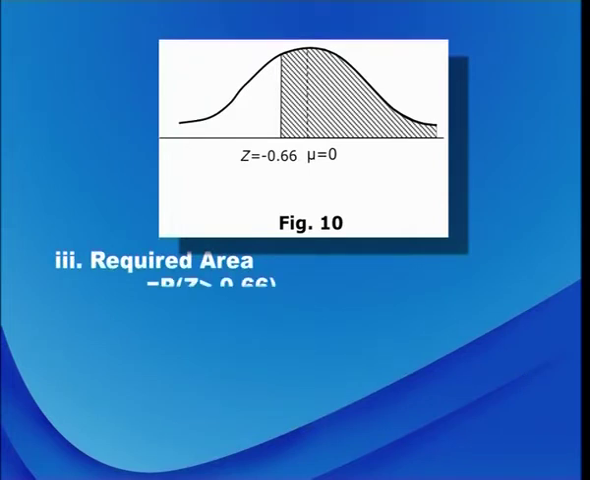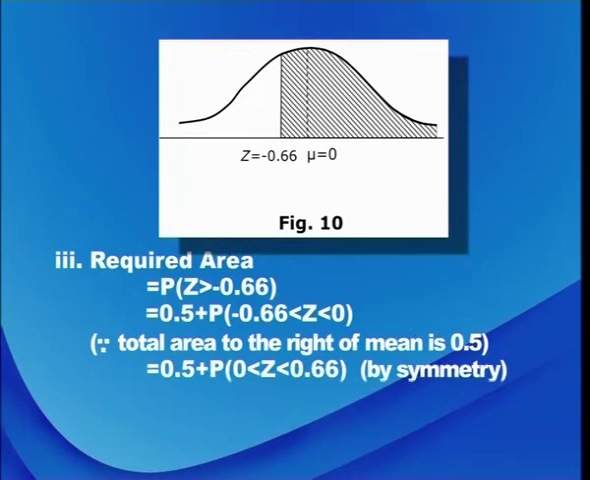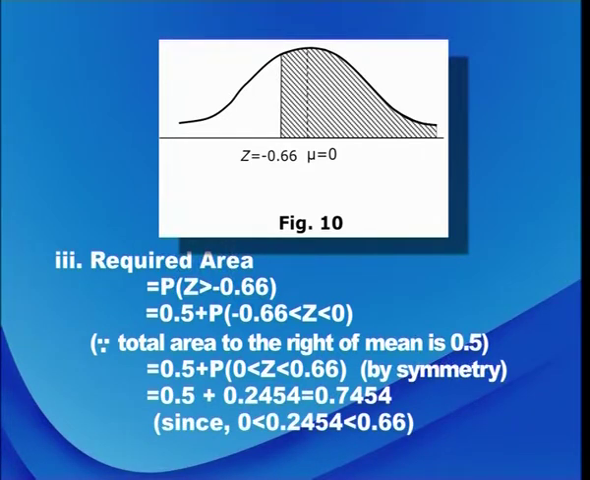Third, the required area: probability of Z greater than minus 0.66 equals 0.5 plus the probability of minus 0.66 less than Z less than 0, since the total area to the right of the mean is 0.5. So this is equal to 0.5 plus the probability of 0 less than Z less than 0.66 by symmetry. This is equal to 0.5 plus 0.2454, which is equal to 0.7454.